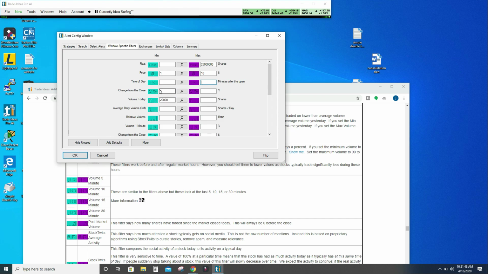The volume today. I mean, all kinds of filters. It just really depends on your strategy and what you're looking for. All right, so that's how you design a custom scan. Play around with it.